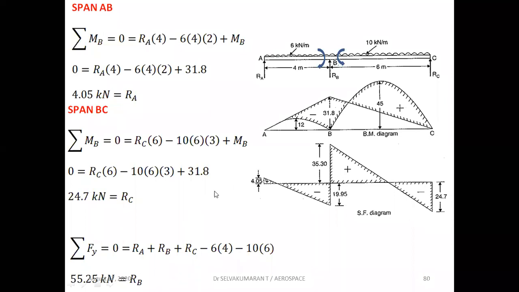Like that, you can do it from the left hand side and complete at the right hand side, or start from right and complete at the left, or start from left, leave it in the middle, then start from right and complete at the middle. So this is how we plot the shear force diagram. This is the final shear force and bending moment diagram.